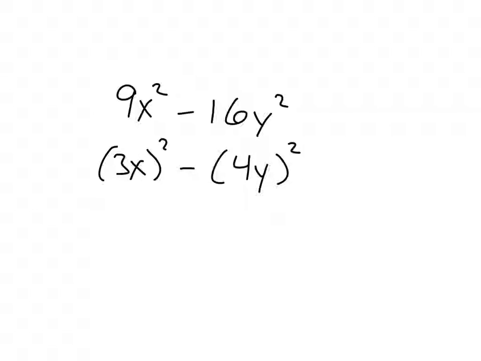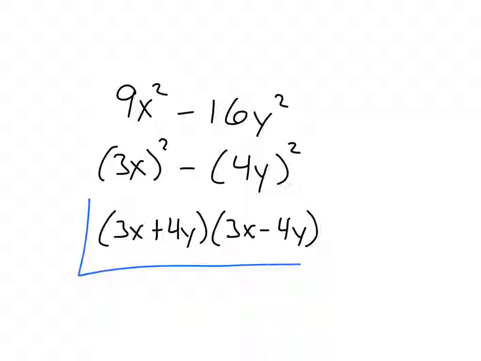Now that we have that identified, we simply follow the pattern. Our a value is 3x. Our b value is 4y. So we get 3x plus 4y times 3x minus 4y. And that's it. Questions?